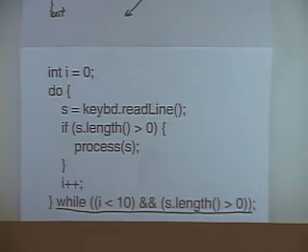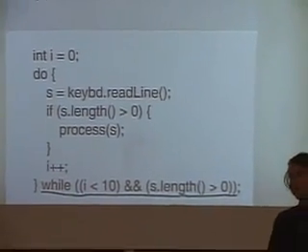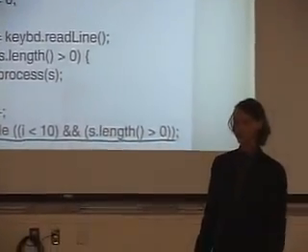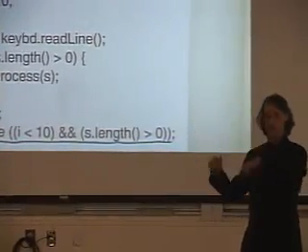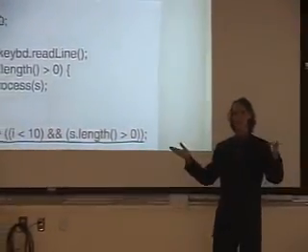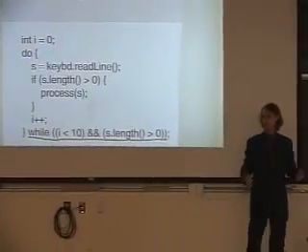Yeah, you can have as many breaks inside a loop as you want. That's right. So you could have a really long loop body with 10 natural exit points, and that happens.